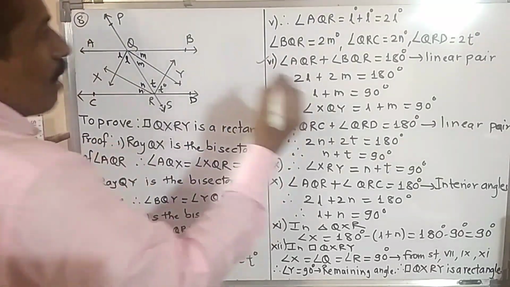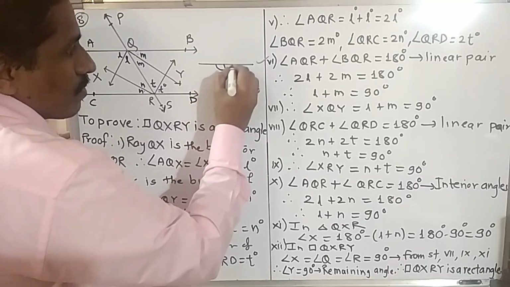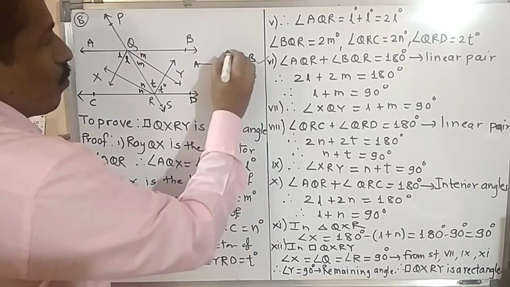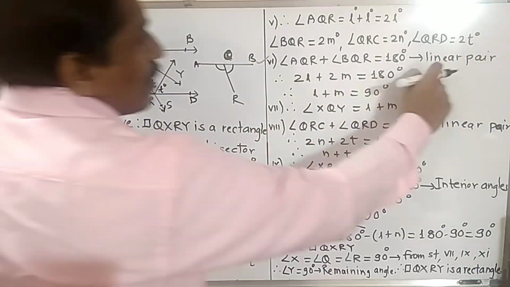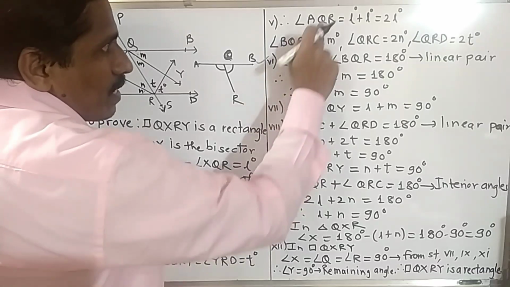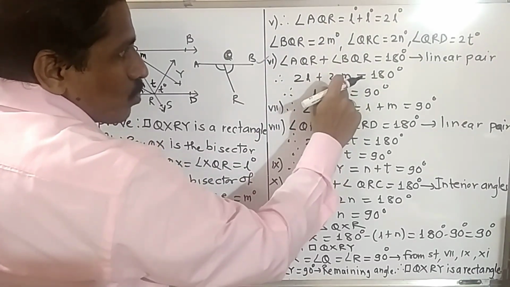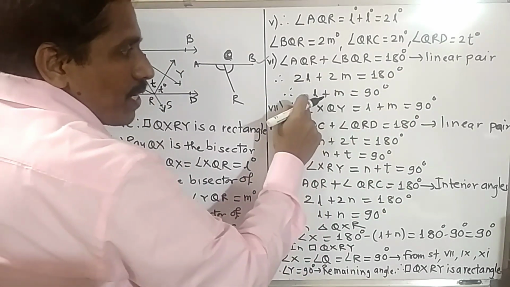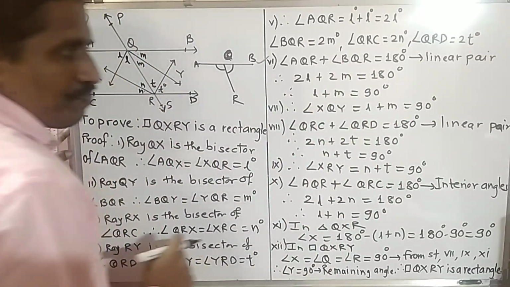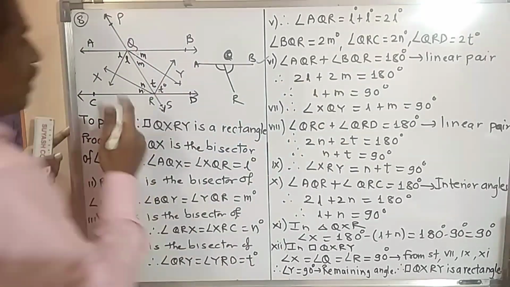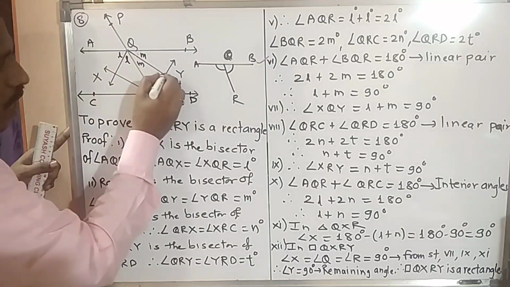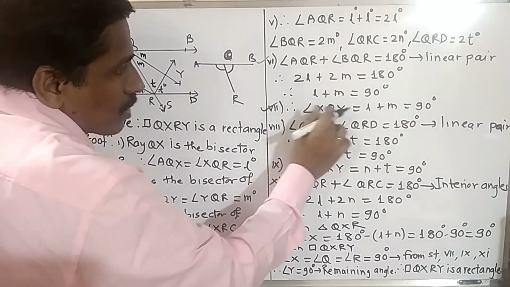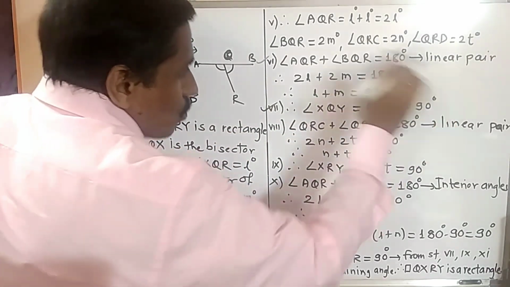Now I will consider these angles, AQR and BQR. What type of angles are these? These are linear pair angles. Measure of this angle is 2L. Measure of angle BQR is 2M. 2L plus 2M is equal to 180 degrees. Dividing throughout by 2, I will get L plus M is equal to 90 degrees. But what is L plus M? This is angle XQY. Its measure is L plus M, and therefore angle XQY is equal to 90 degrees.